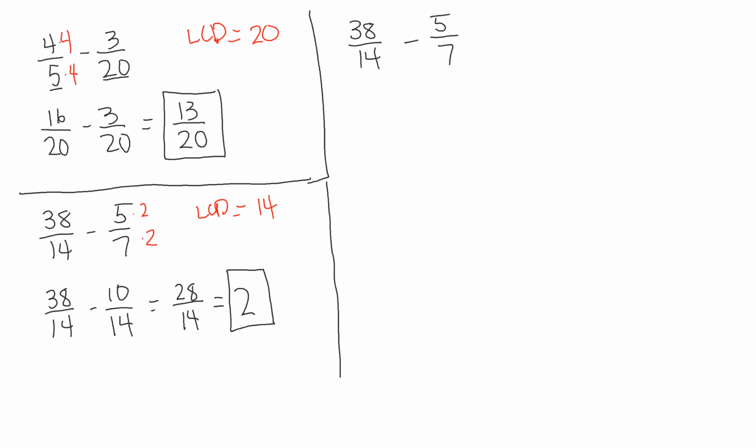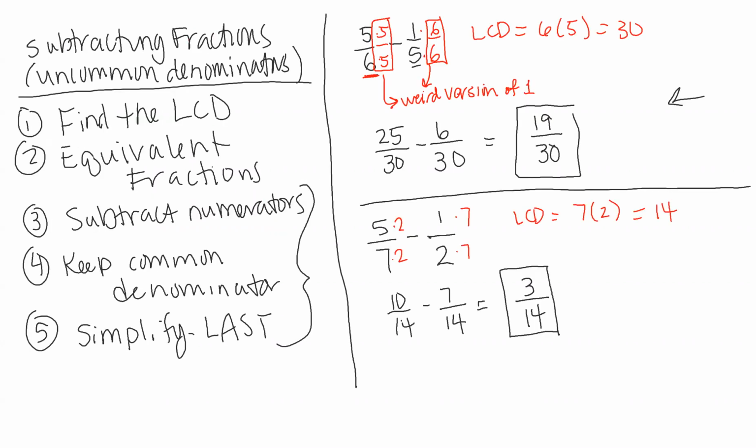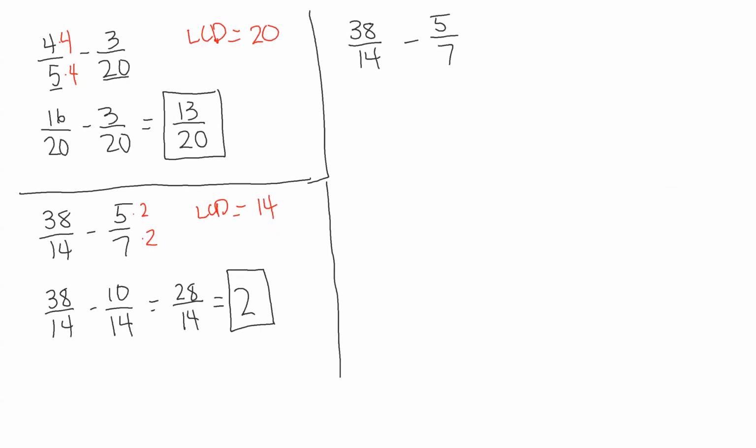Now, from the get-go, we've been real clear. You simplify last, okay, always. But in this one case, what does happen if I reduce? Well, 38 and 14 are divisible by 2. So I get 38 divided by 2 is what, 19? And then 14 divided by 2 is 7, right?